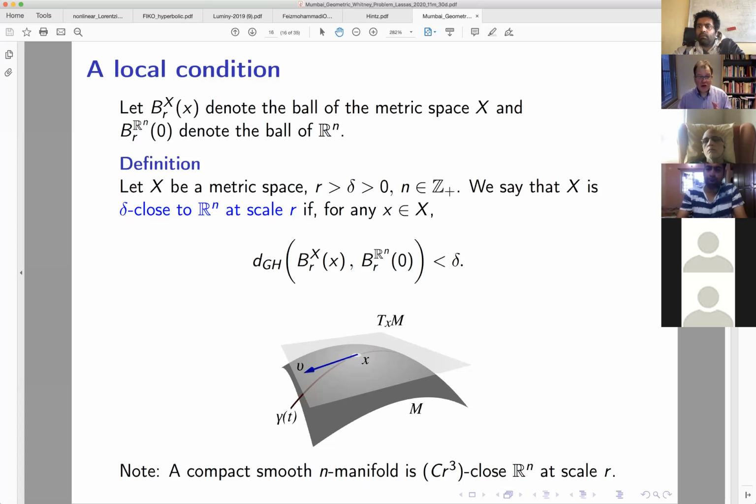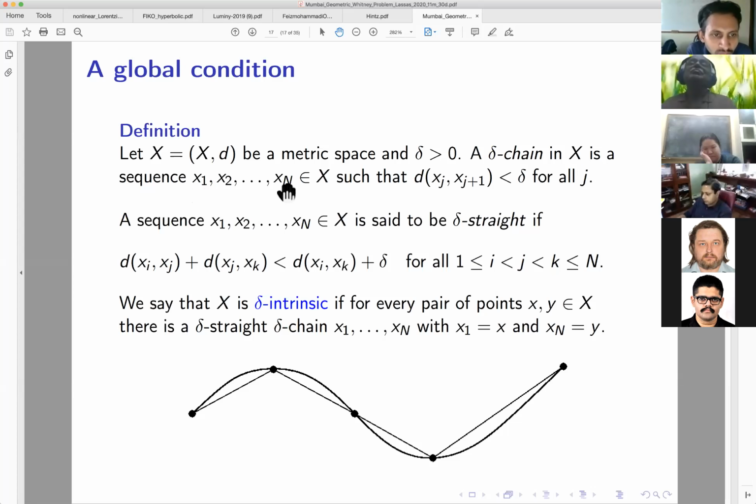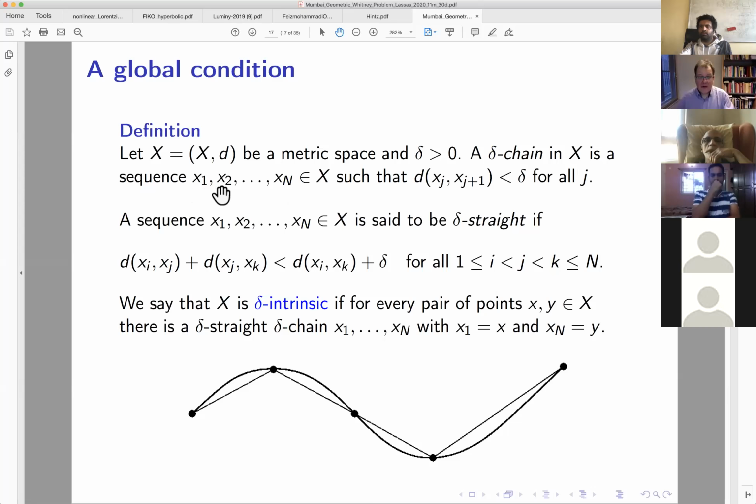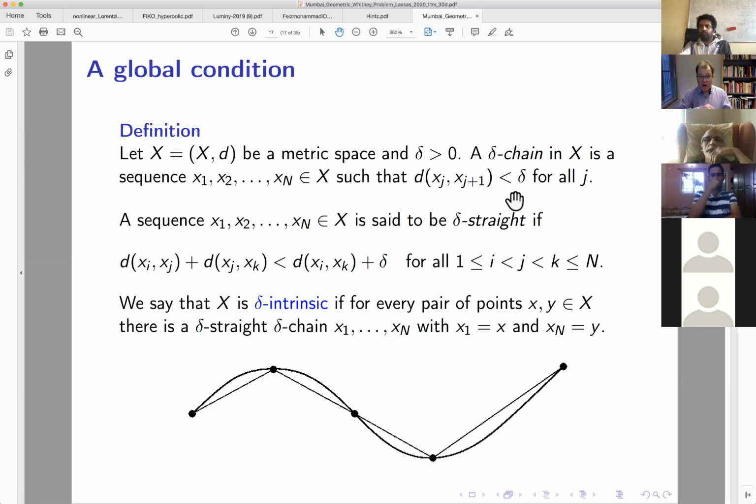Let me now go to the global condition. The global condition imitates that any two points can be connected with a geodesic. Now we do this in a discrete space. We say that in the metric space X, a sequence of points is a delta chain if every point to the next point has distance less than delta. So we have jumps from one point to another with small steps that have size smaller than delta.